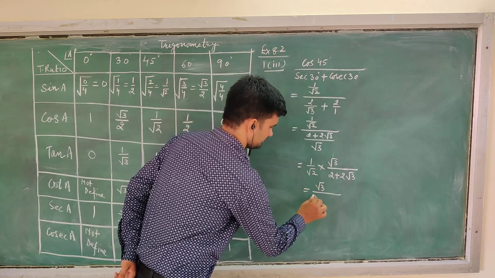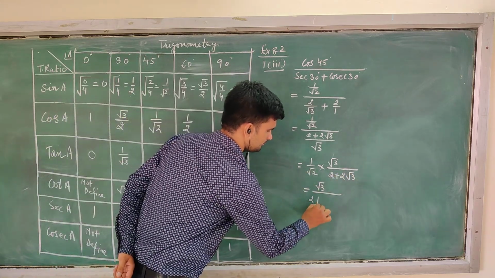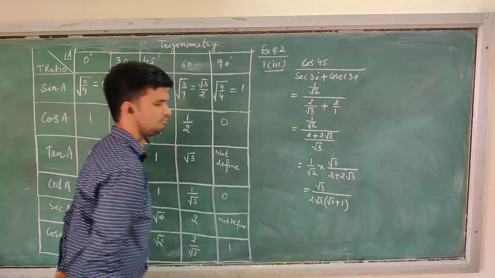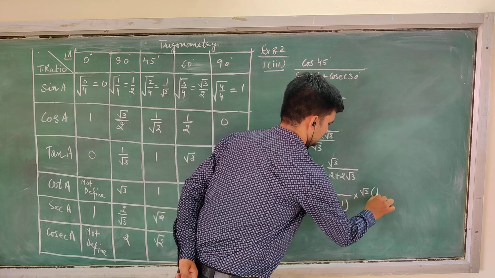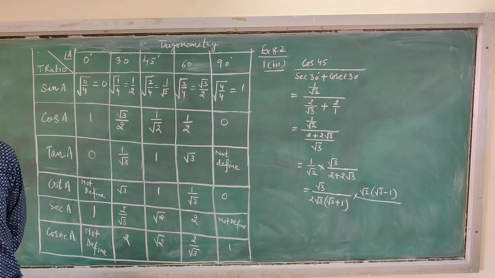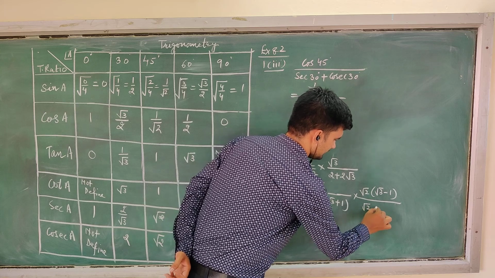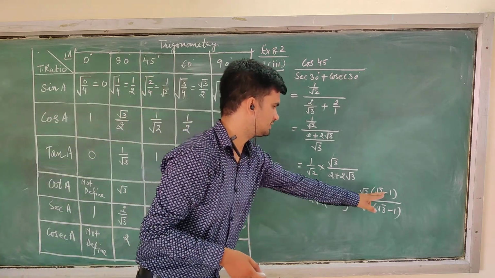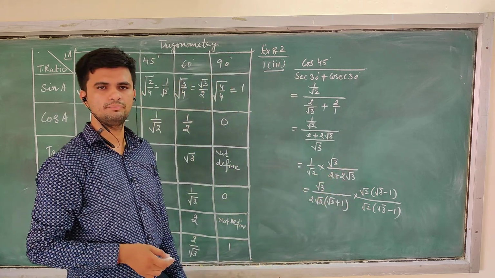Root 3. Can we take 2 common between these two terms? So it will become 2 root 2, and here it is root 3 plus 1. Right? So multiply and divide it by root 2 and root 3 plus 1, rationalizing the denominator. With the opposite sign we are multiplying and dividing. Here we have the single term root 2, so multiplying and dividing by root 2.